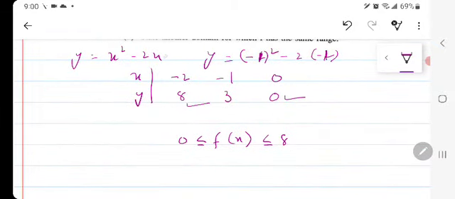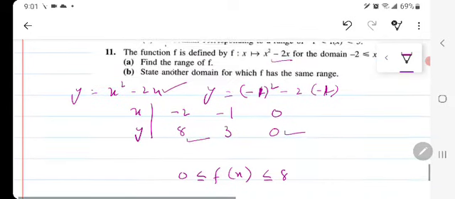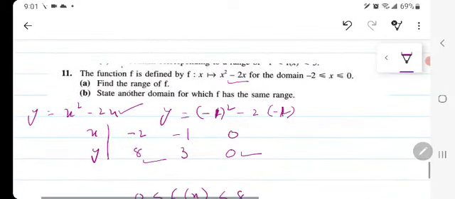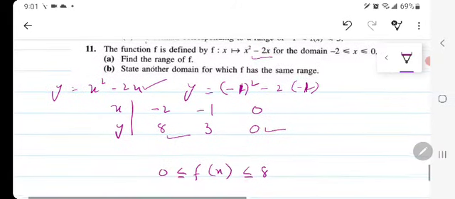You can find out the minimum value or maximum value by differentiating this and equating it with 0, because you know at the stationary point or at the minimum value or the maximum value, the gradient is equals to 0. So you can get the minimum or maximum value by differentiating this and by substituting these two values, minus 2 and 0, for the maximum value. Okay.